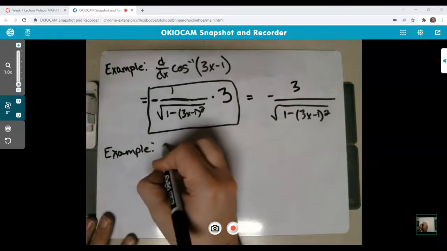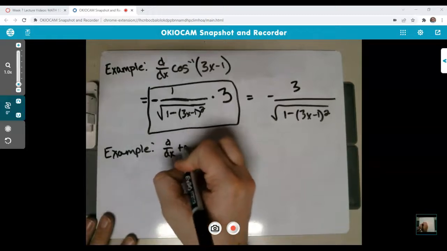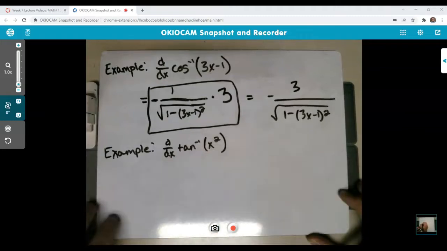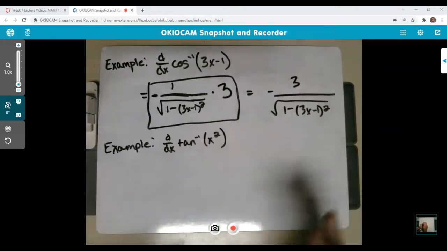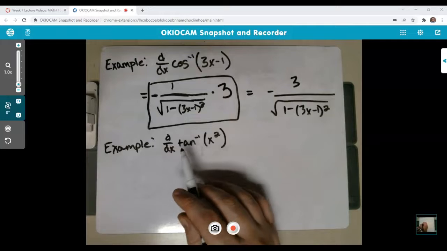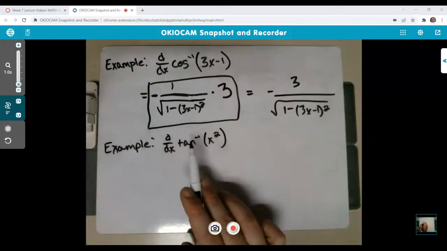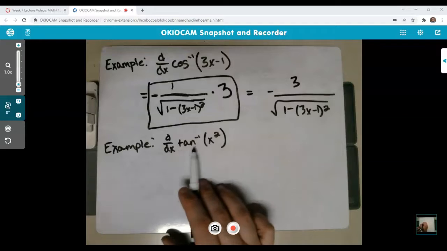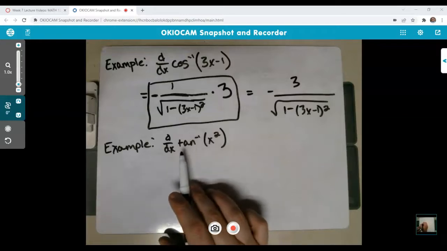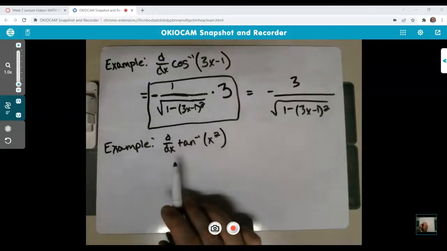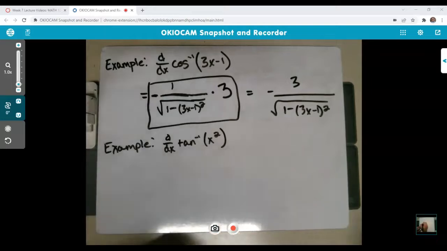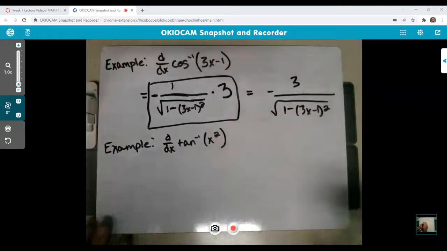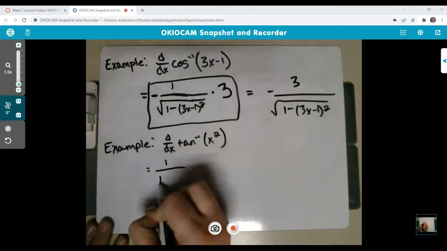Let's do the derivative of inverse tangent of x squared. So the same thing here, I have the inverse tangent of some stuff, and so I start with the outermost part. The derivative of inverse tangent I know is 1 over 1 plus x squared. So I'm going to use that. Like we said, 1 over 1 plus.